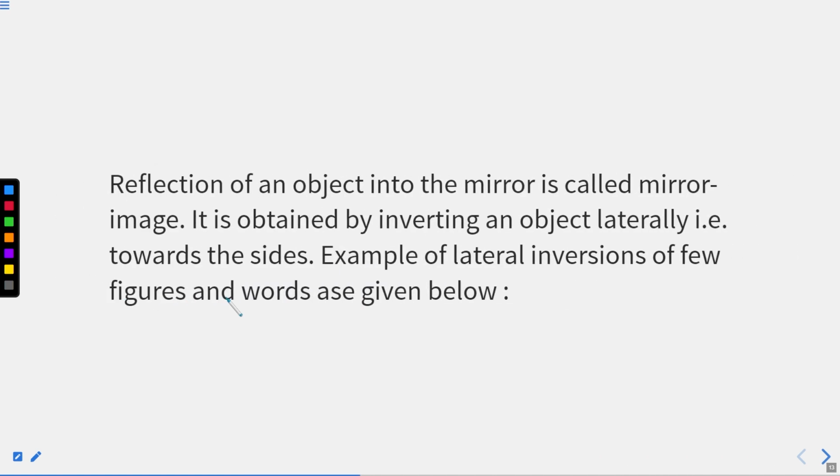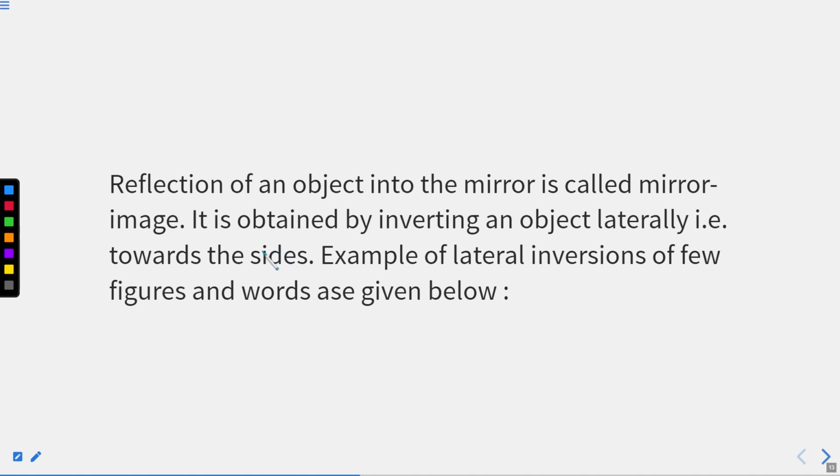Now we'll move forward and read this instruction. What the instruction says: reflection of an object into the mirror is called mirror image. So what exactly is a mirror image? Reflection of any object. Like if you see yourself in the mirror in the morning, this is your reflection, that is called your mirror image. It is obtained by inverting an object laterally.